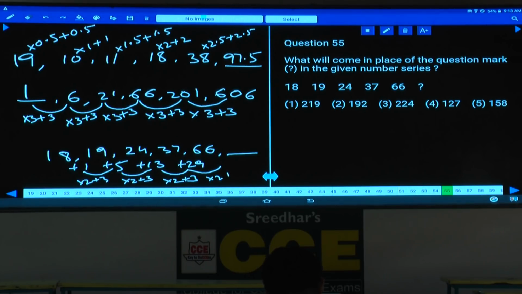Next one, 29 into 2 plus 3. 29 into 2 is how much? 58 plus 3, 61. Now, how much should be added here? 61. Now 66 plus 61, 127. 127, choice four. And you can again take the difference of difference also, you will get the answer.